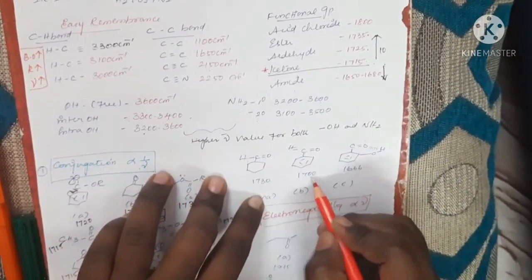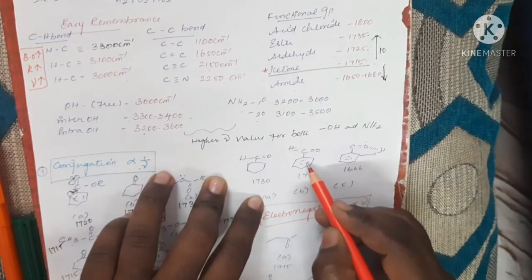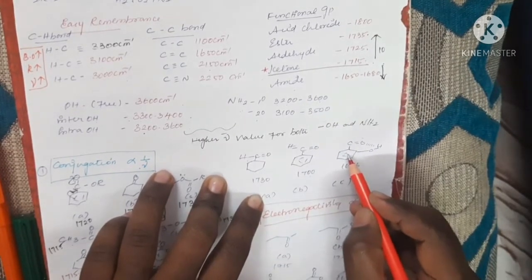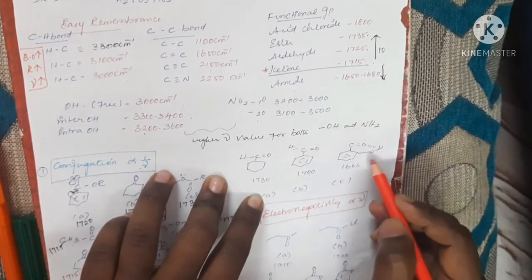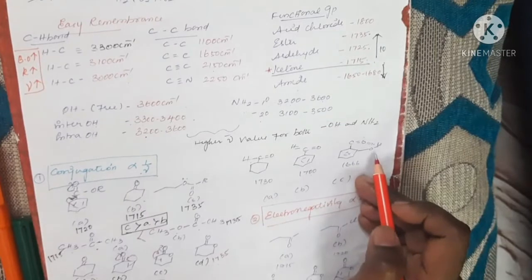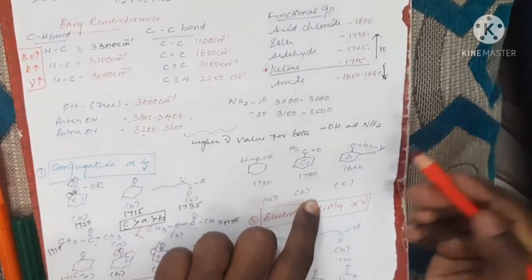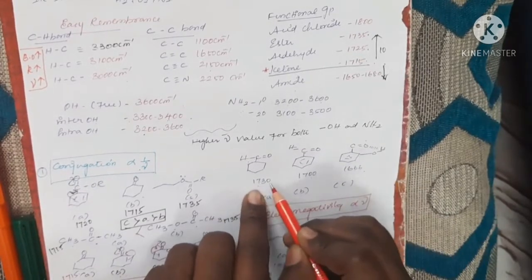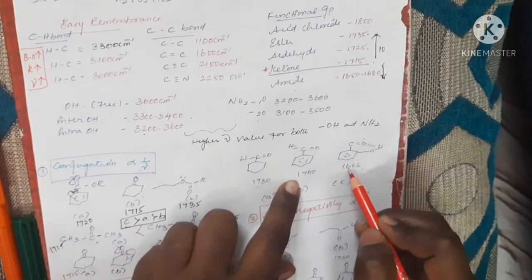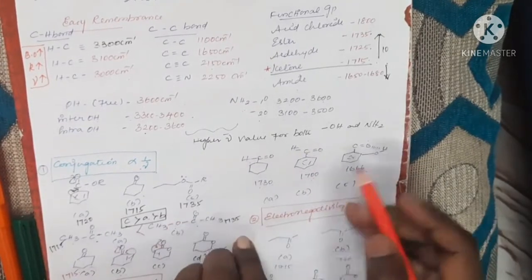1713, 1700, so this is for aldehyde, also the same aldehyde along with the conjugation, with the ketone, with the conjugation, and with hydrogen bonding. So hydrogen bonding also decreases the value to the least, more than conjugation. So the value changes from 1730 to 1700, 1666. The value decreases a lot.